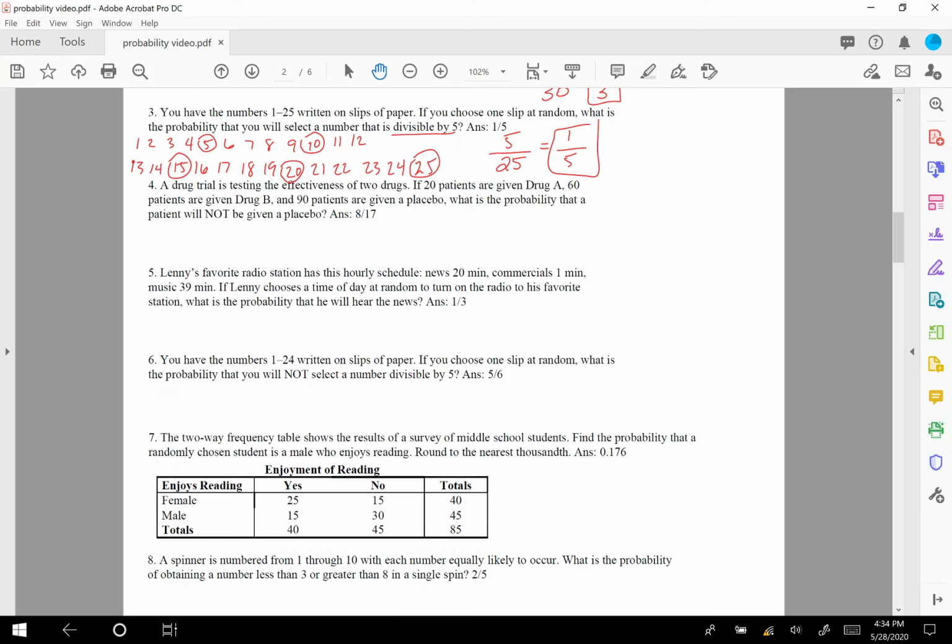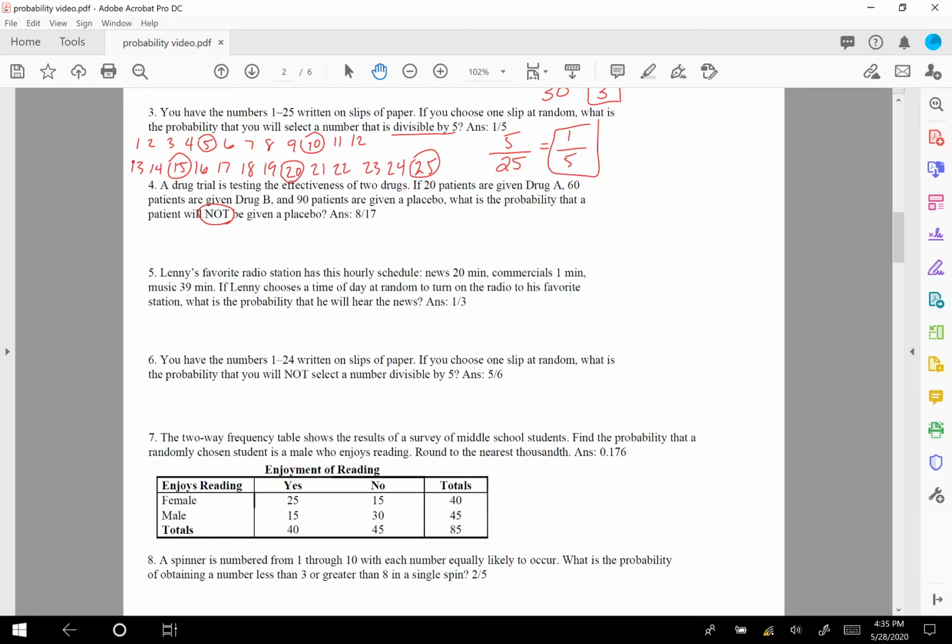So look at this here. What is the probability that a patient will not be given a placebo? Keyword here, not. So the desired outcomes here are the people who are getting the actual medicines, not the people who are getting the placebo. So whenever you see that word not, like, see how it says not and then placebo? We want to go with everybody else except for the placebo people. Okay, so that's kind of what that word not means.